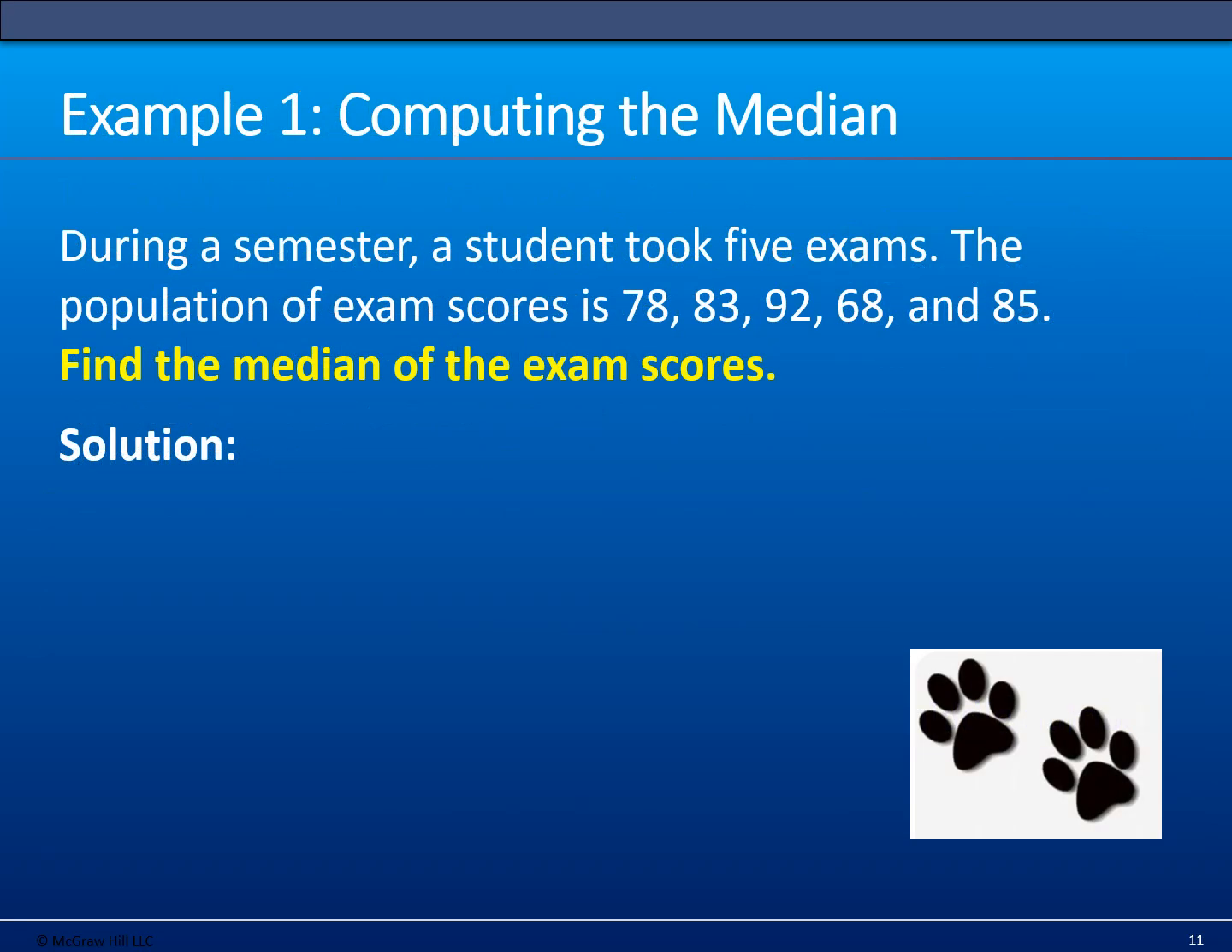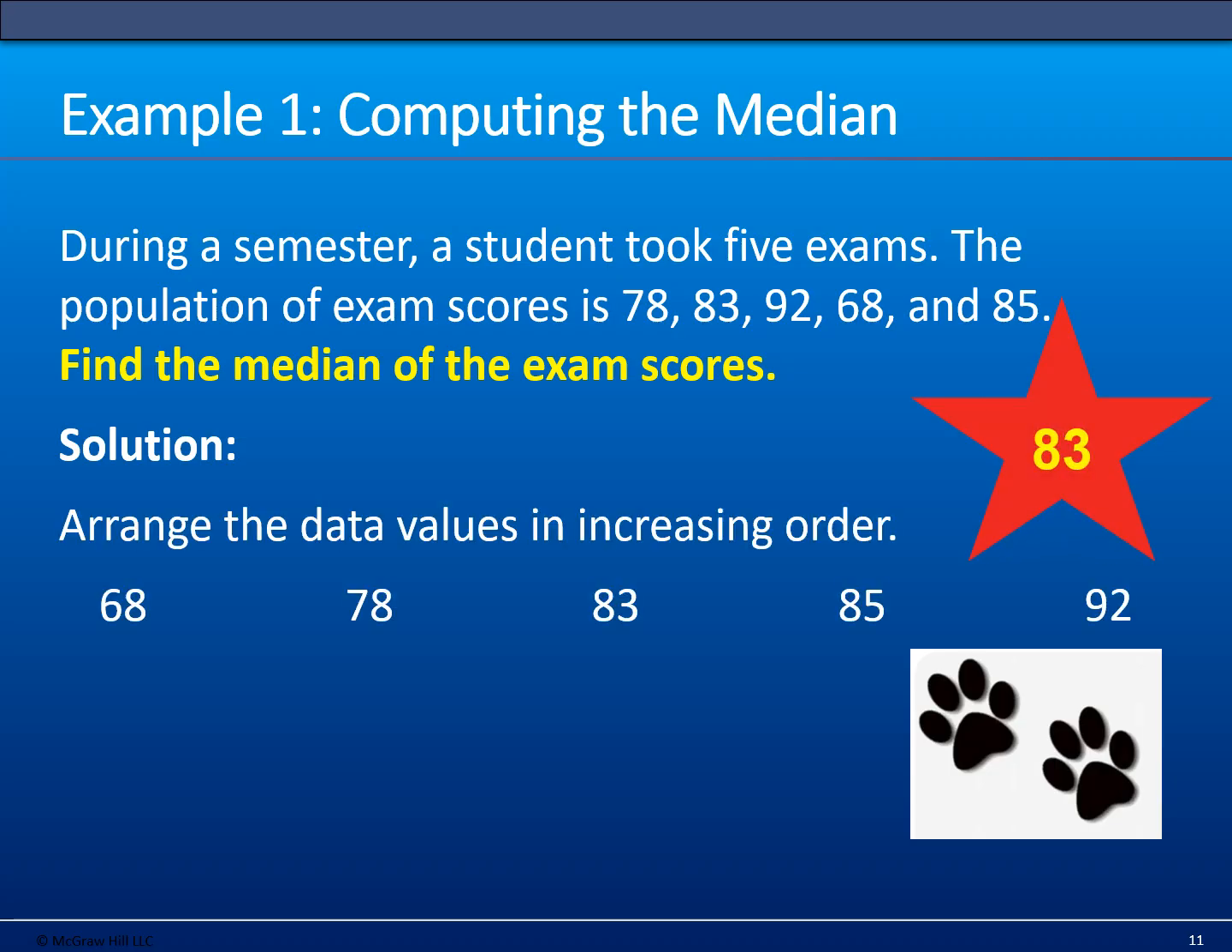During a semester, a student took 5 exams. The population of exam scores is 78, 83, 92, 68, and 85. Find the median of the exam scores. So go ahead, hit pause again, and try this problem. When you're ready, hit play and find the solution. So the actual answer here is 83. The first thing you do is arrange them in increasing order, and then you just pick the middle number.